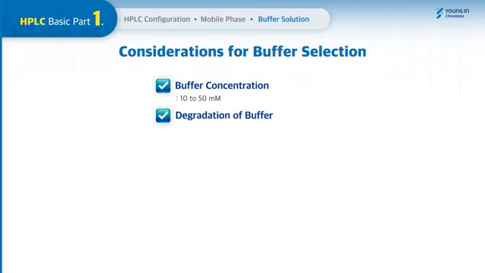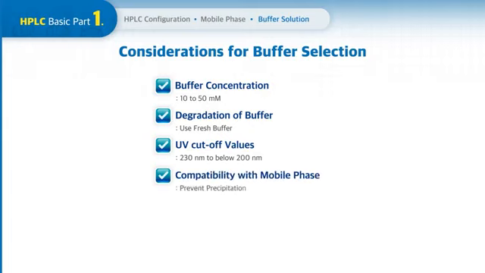Degradation of buffer: some buffers degrade with time, and their UV absorbance increases. Mobile phase containing these buffers should be made fresh. UV cutoff values: the buffer should be transparent enough at the wavelength of detection. The UV cutoff of commonly used buffers is from about 230 to below 200 nanometers.